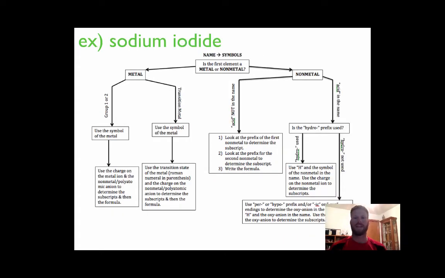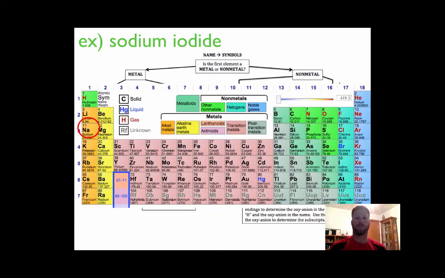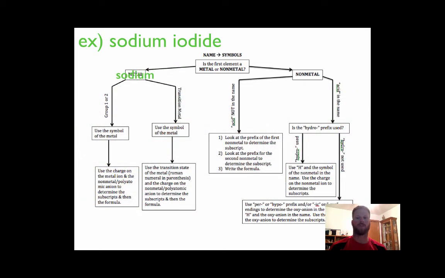Now we have to go from a name to a formula using the other side of our flow chart. Follow the game plan. The first question is the same. Is the first element a metal or a nonmetal? Sodium is right here on the periodic table, so we know it is a metal. It is also in group 1, so we can follow this path in our flow chart. The first part of the symbol will be Na.